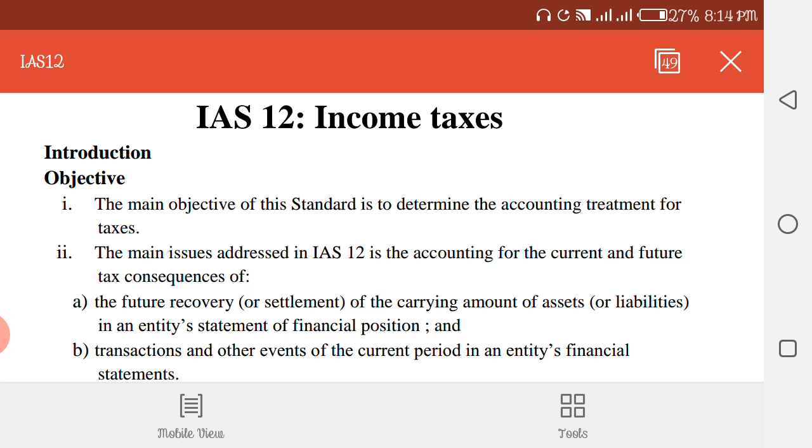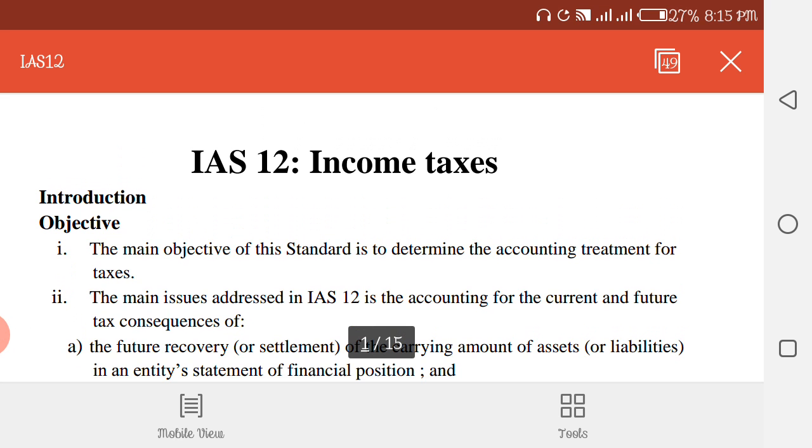Because based on my knowledge, I have been testing this standard quite a number of times now. So I will take my time to explain this standard from scratch, that is, from the basis. Then we'll continue step by step until we finish the standard, though the standard is very big. Okay, I want to say income tax.